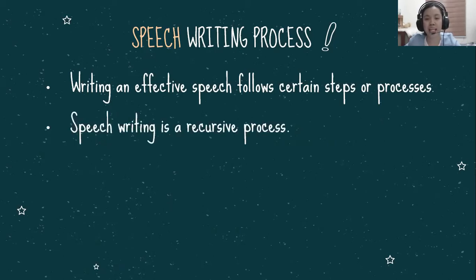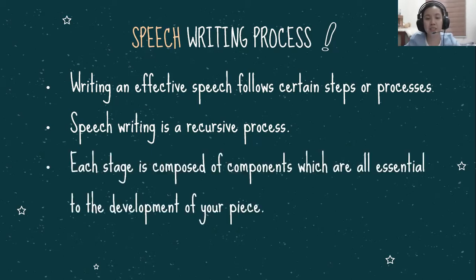The process for writing is not chronological nor linear, rather it is a recursive process. That means we have the opportunity to repeat a writing procedure indefinitely, and we can create multiple drafts until we settle for the right one. This makes the message of our speech more logical and focused. The figure presented a while ago also shows the logical process a speech has to undergo before we can deliver it successfully. Each stage or process is composed of components which are all essential to the development of our piece.